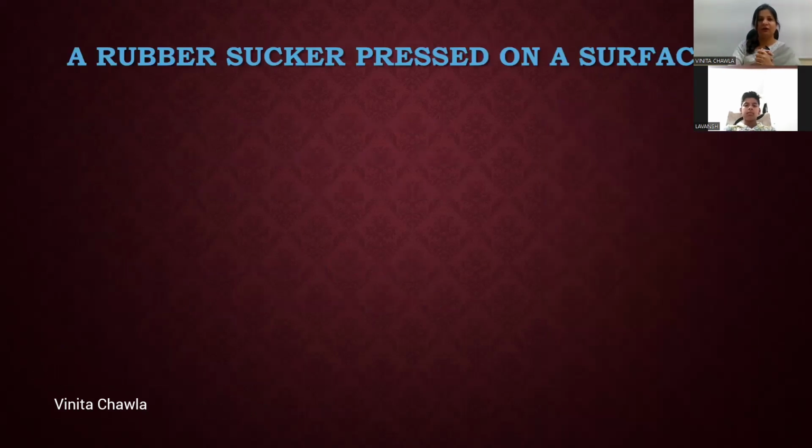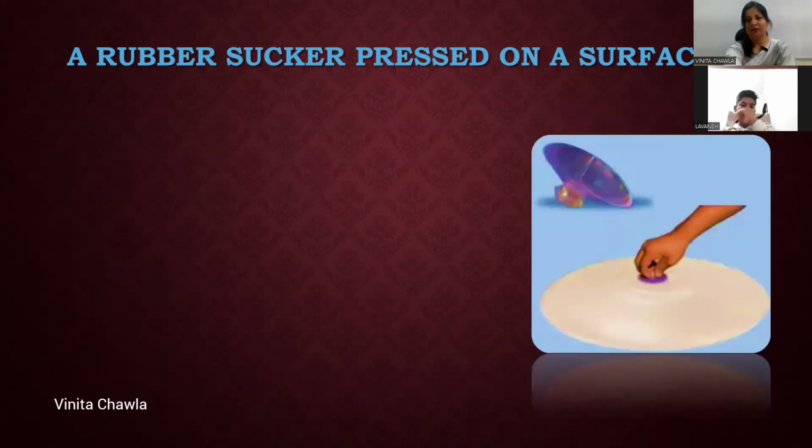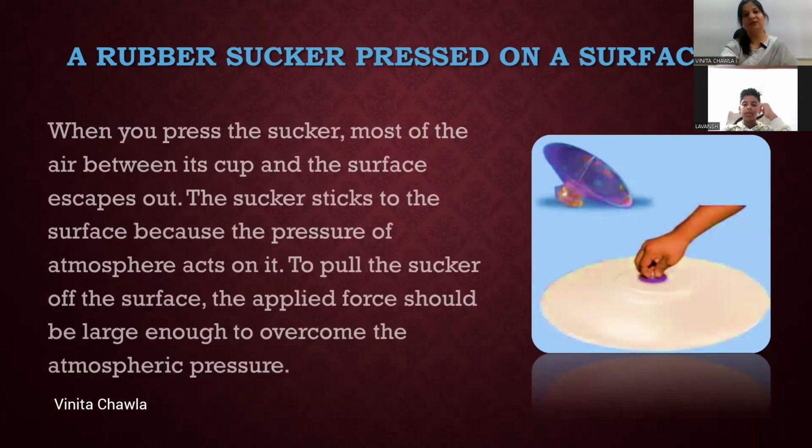Here we have a rubber sucker pressed on a surface. What happens? Rubber sucker pressed on a surface, then it will stick to it. Why? Because of air pressure. Because of air pressure, it will stick to it.